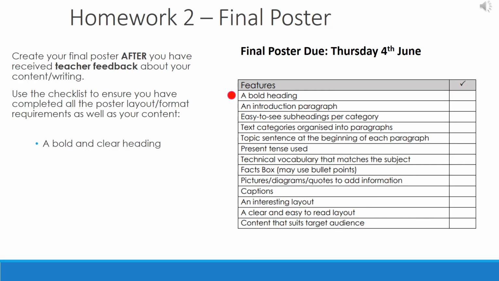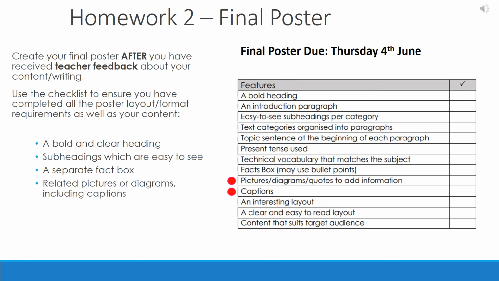So let's review the things you have to focus on when you're doing your poster. Remember, wait until you've got teacher feedback about your writing before you start making your poster. We can use the checklist again to make sure we've completed everything in the poster layout format requirements, as well as your content, as well as your writing. So first of all, we should have a bold and clear heading. We should have subheadings, which are very easy to see. We should have a separate fact box or multiple fact boxes if you wish. We should have pictures or diagrams that relate to the subject, and they should both include captions as well.